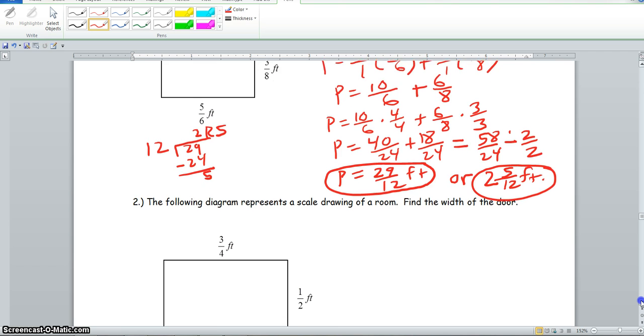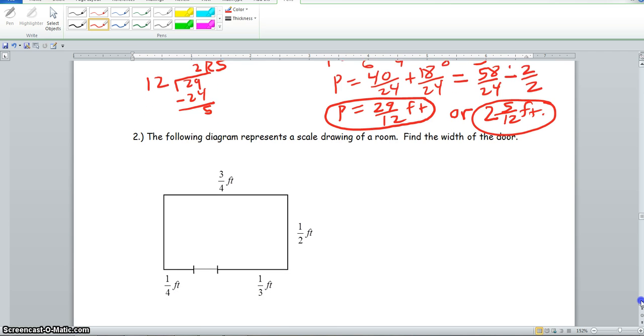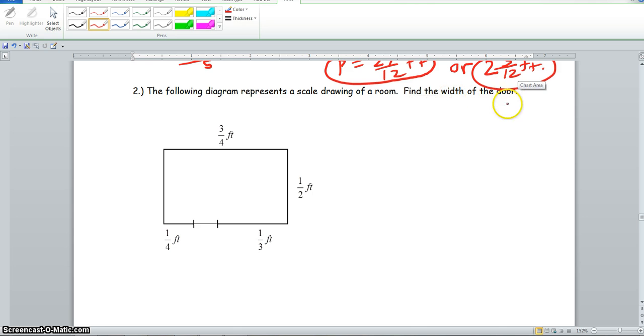Now we go down here to 2. It says the following diagram represents a scale drawing of a room. Find the width of the door. Now if you look here, this side and this side are the same length. So what happens is the scale drawing of the door is this value, which is 3/4, minus the addition of these two values. And this will give you the width of the door. So we would basically take 3/4 minus, in parentheses, 1/4 plus 1/3.